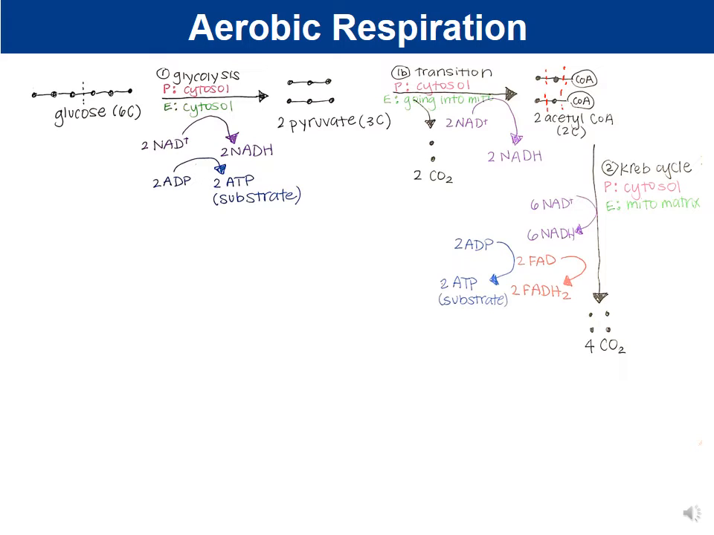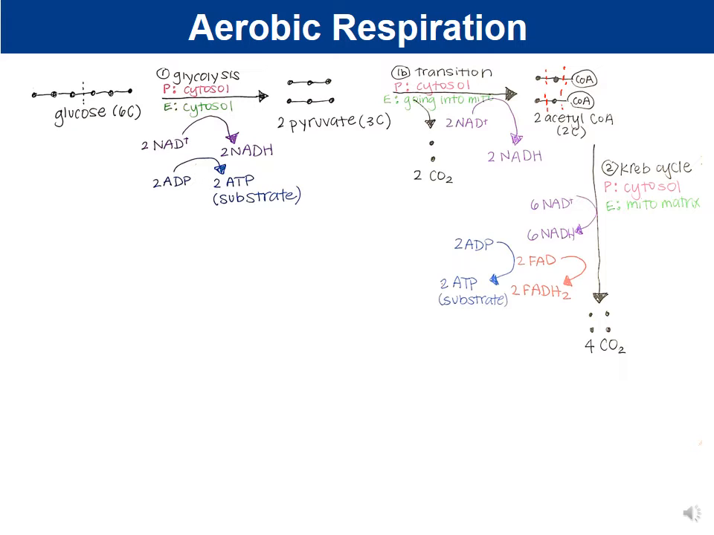The important products that you get from the beginning of the cycle are the electron carriers. That's where the energy is. So we got 2 NADH in glycolysis. We got 2 NADH in the transition. We got 6 more in the Krebs cycle. And we got 2 FADH2s. So those electron carriers are actually the important products that happen during those earlier steps.